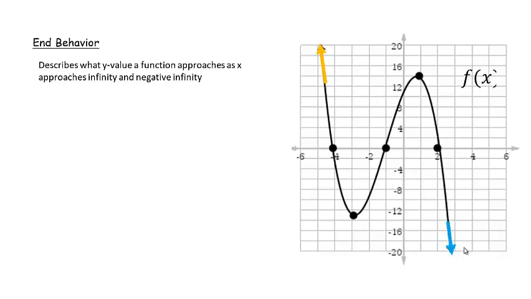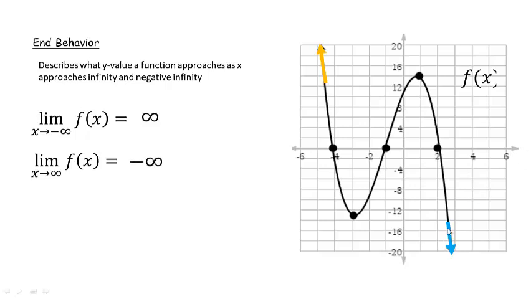Let's say this is the graph called f of x. There is a limit notation that can be used where we would say as x is approaching negative infinity, the limit of f of x is going to infinity. As we look at the blue arrow here, as x is going to positive infinity, f of x is approaching negative infinity. We really can just write that as sentences.